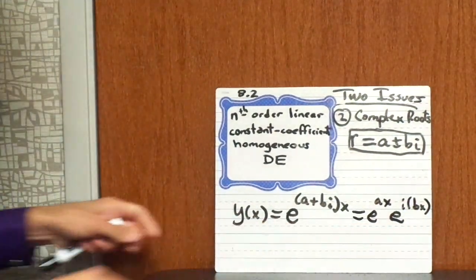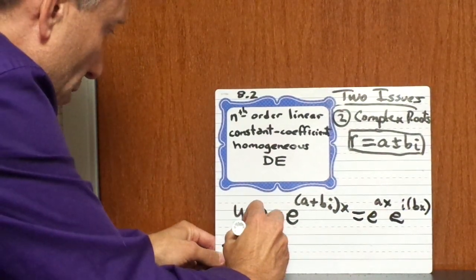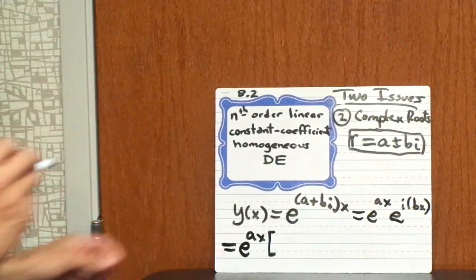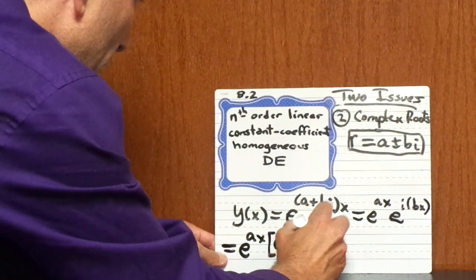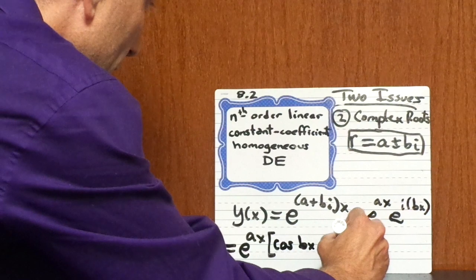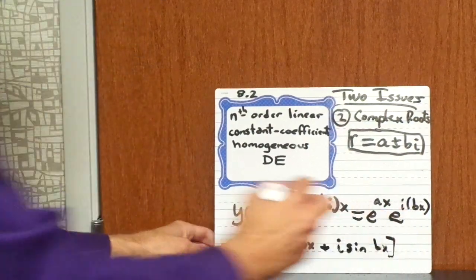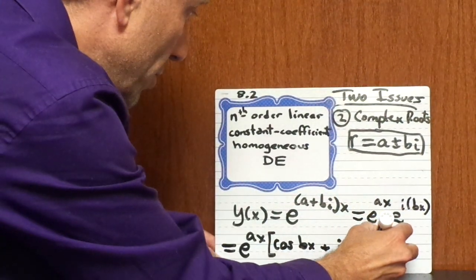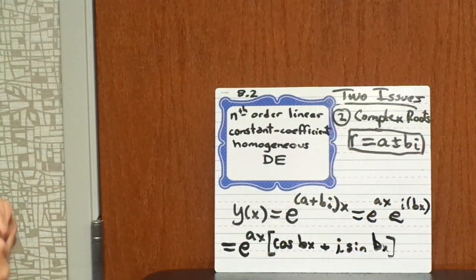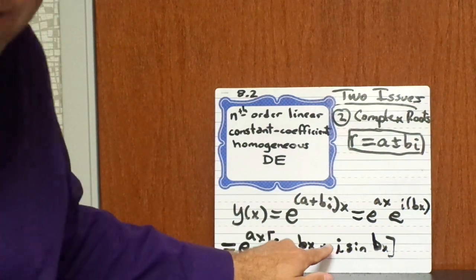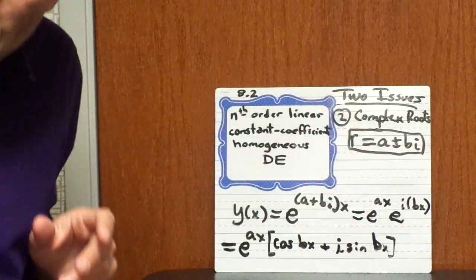So let me go ahead and actually use that Euler formula right now. This is just going to give me e to the ax times, according to the Euler formula, the cosine of bx plus i times the sine of bx. Sorry about that, it's just hard to write on this board, but that's the expression. Now, I still have an i in this expression. It's not good enough, I'm still not happy with that. But at least it's not in the exponent anymore.